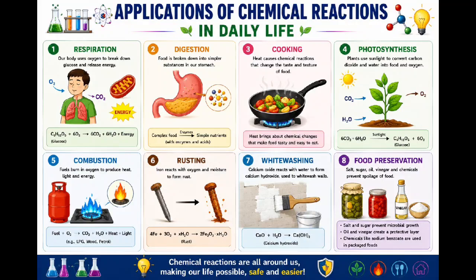Finally, let's talk about food preservation. We use methods such as refrigeration, vacuum packing and antioxidants to slow down chemical changes in food. This helps food stay fresh for a long time.